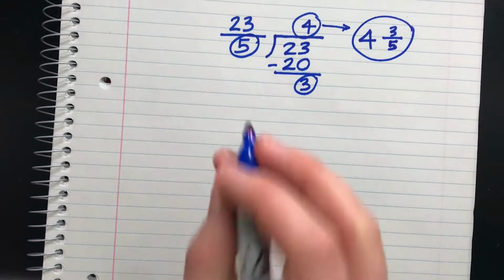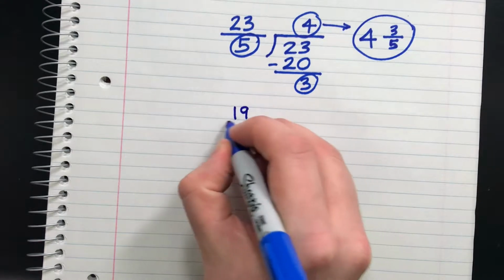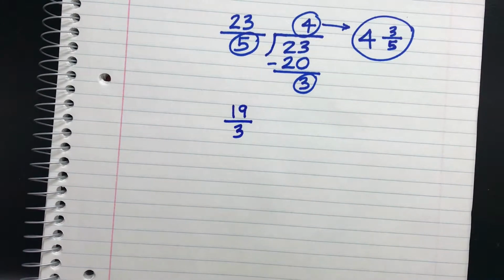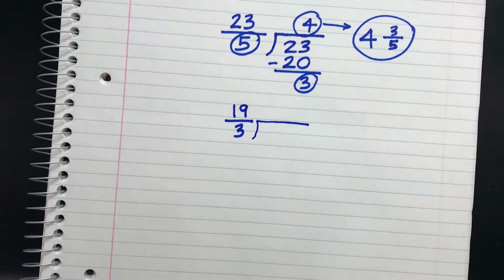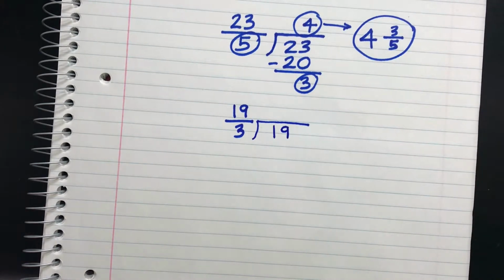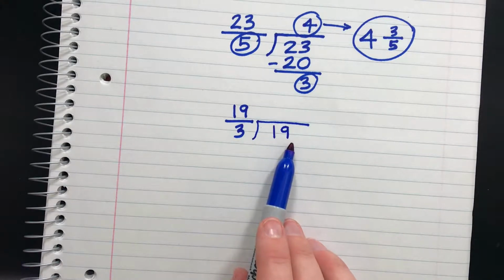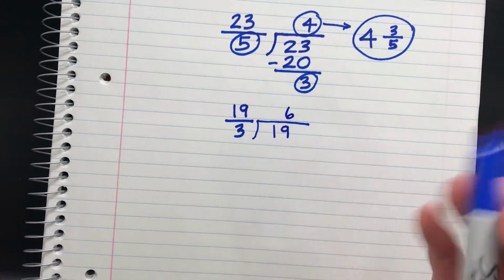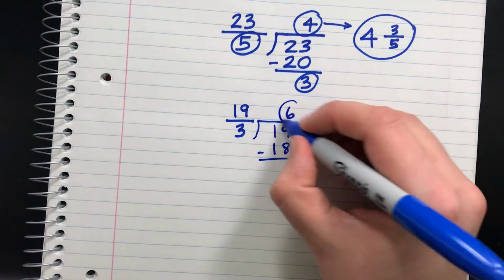So let's do another example. How about 19 over 3? Okay, so first step is put our division bracket down there. Then we want to bring our 19 inside the bracket. 3 goes into 19. 3 times 6 is 18, so that's pretty close without going over, so I'll put a 6 up there. 3 times 6 is 18. Subtract, and we have a remainder of 1.